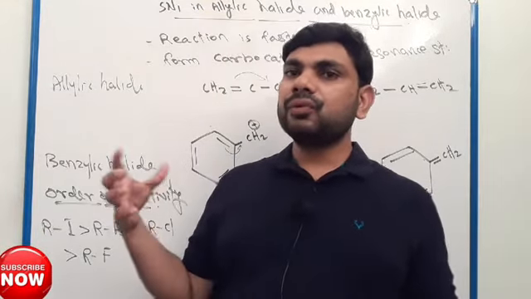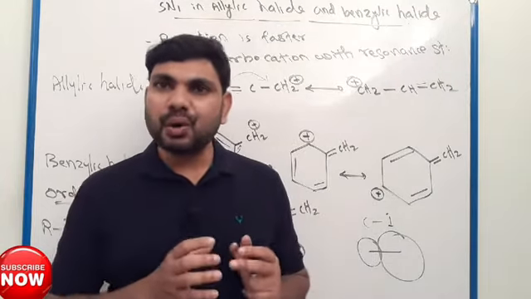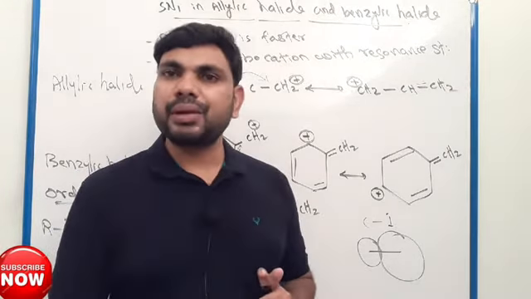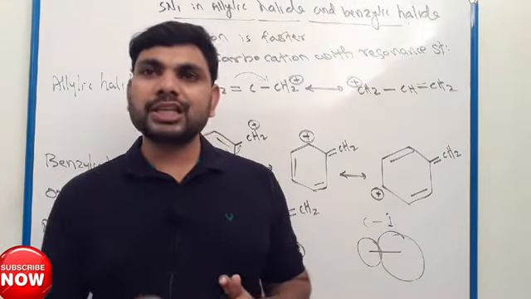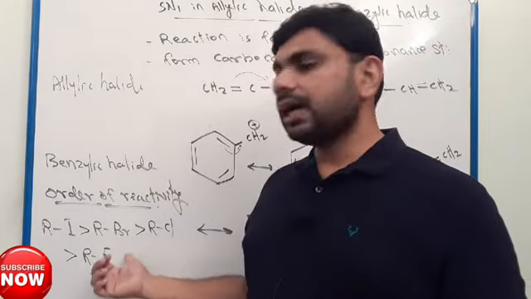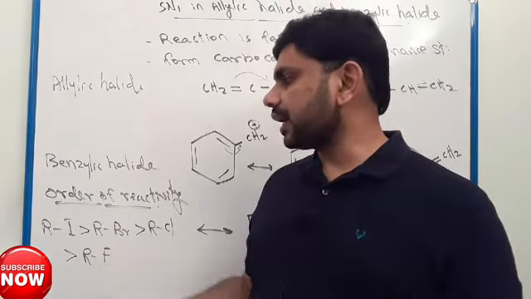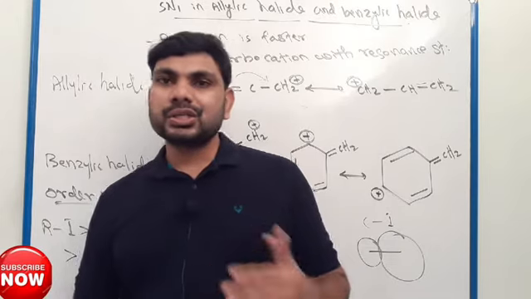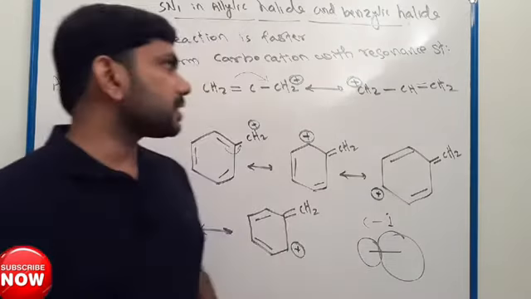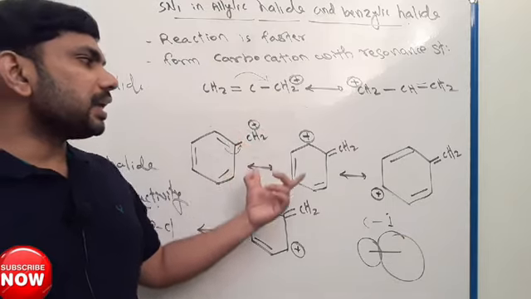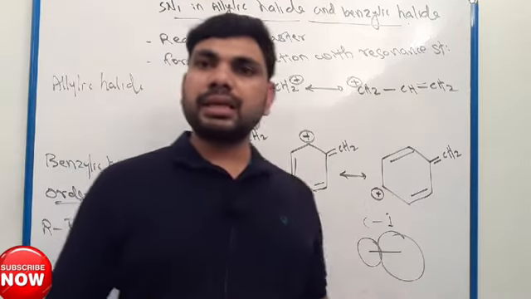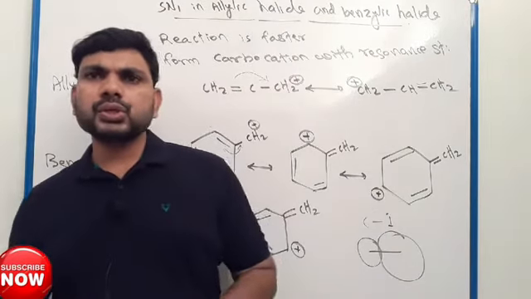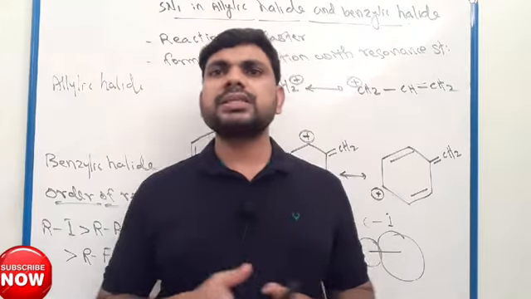But fluorine and chlorine are comparatively smaller, so the bond length is smaller and more energy is needed to break the bond, so the rate of reaction is slow in fluoride. So this is the order of reactivity: alkyl iodide reacts fastest, alkyl fluoride reacts slowest. Clear? So we discussed that allylic halide and benzylic halide undergo faster SN1 reaction because they produce resonance structures. These are the things we have to discuss in this video.